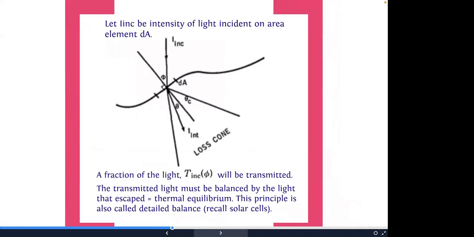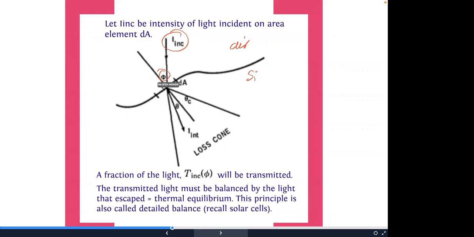Now let's try to quantify this analysis. The actual algebra is not so important, but the physics of how we do the analysis is important. So let's look at this interface. Light is coming from the outside, sunlight. I'm going to say that's air, and this is silicon. Light is coming in. I incident is the incident intensity, coming in at some angle phi, shown there.